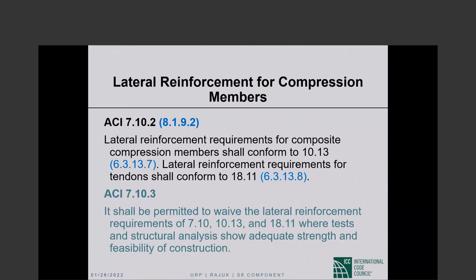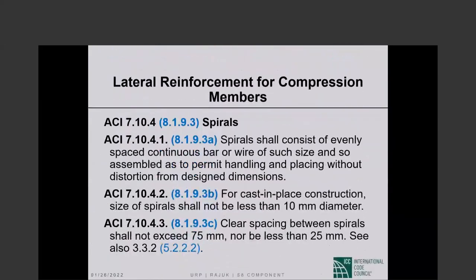So lateral reinforcement requirements for composite I will skip. So spirals, these are the requirements. Column spirals. Spiral shall consist of evenly spaced continuous bar or wire of such size and so assembled as to permit handling and placing without distortion from designed dimensions. For cast-in-place construction, size of spiral shall not be less than 10 millimeter diameter. Very important. Okay, minimum size. Clear spacing between spirals shall not exceed 75 millimeters nor be less than 25 millimeters. So clear spacing no more than 3 inches, no less than 1 inch.